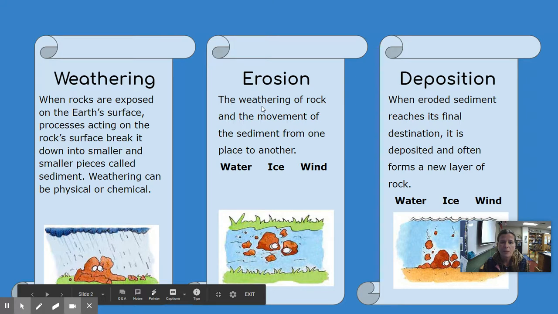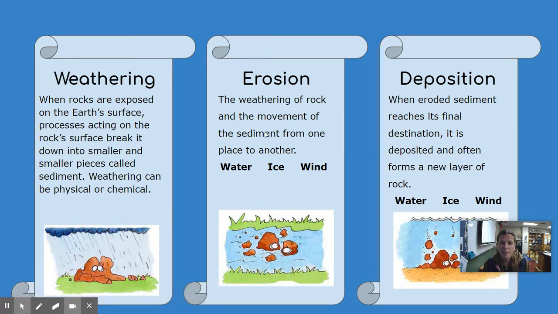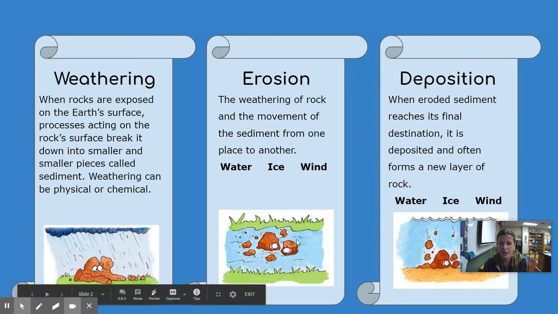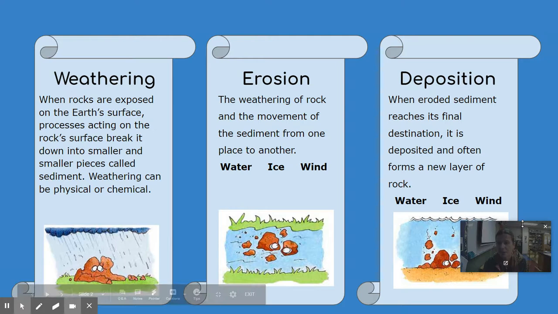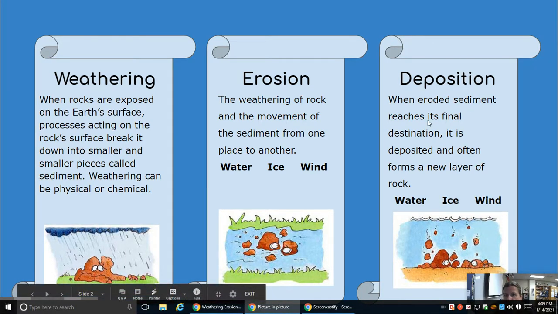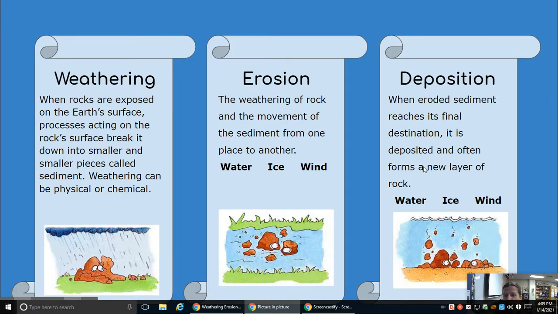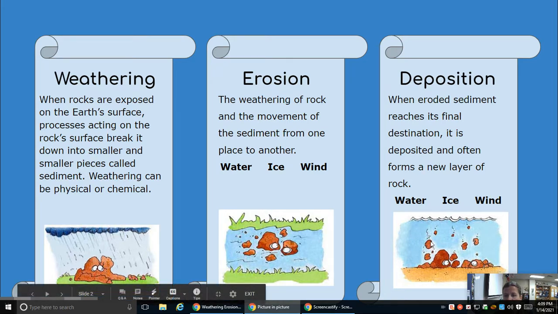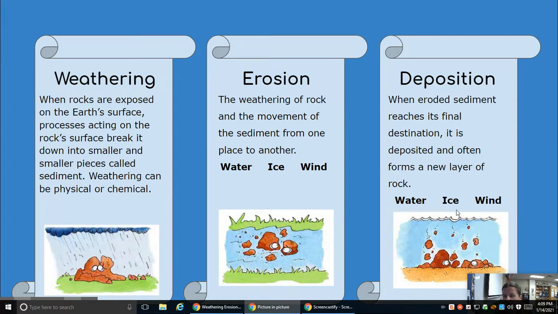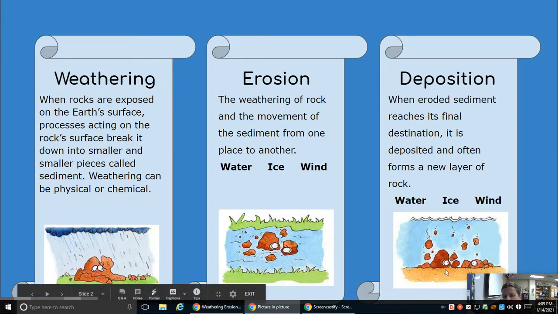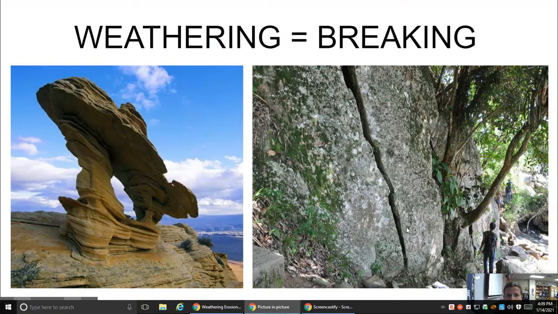Erosion is the weathering of the rock and the movement of the sediment from one place to another. Water, ice, or wind can be agents of erosion that carry those sediments to a new location. Deposition is when the eroded sediment reaches its final destination. It's deposited and often forms a new layer of rock. And water, ice, and wind can deposit those sediments in a new location.